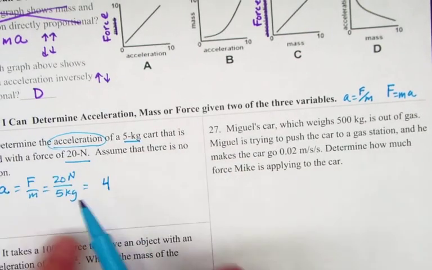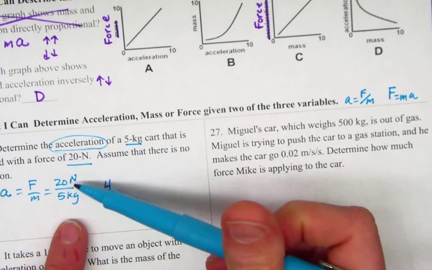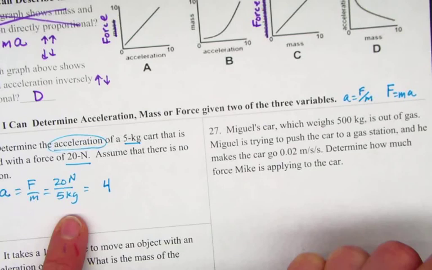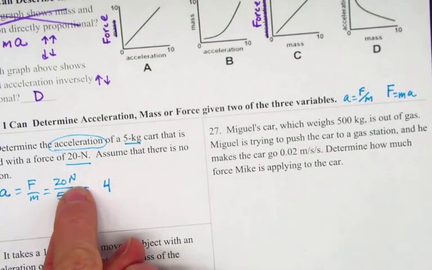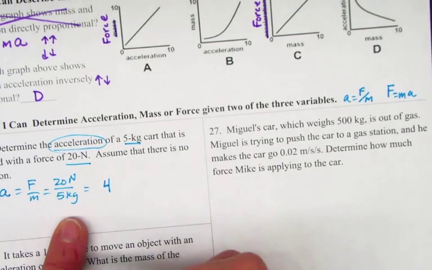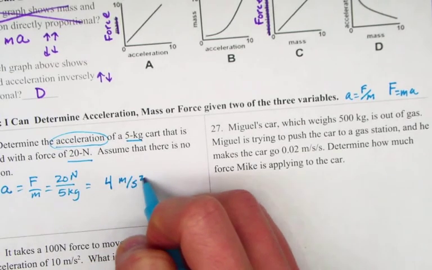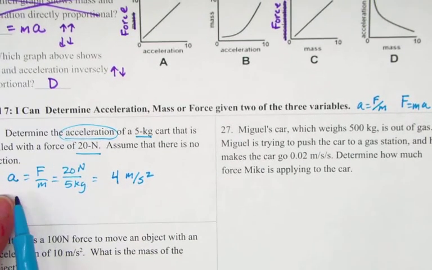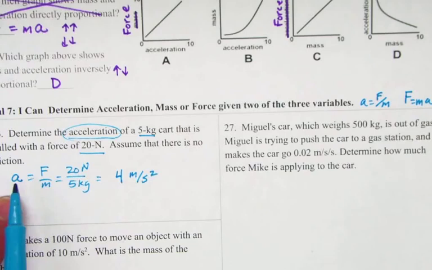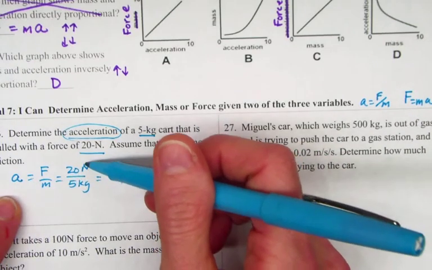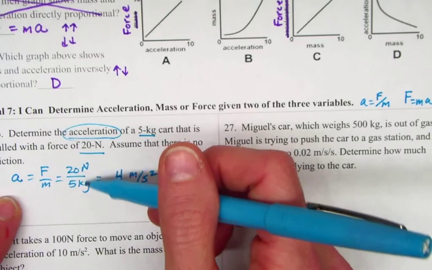We get 4. Now you need to be careful here because of the units. Now here it's newtons divided by kilograms, right? But you have to remember newtons is kilograms times meters per second squared. So the kilograms cancel out and we get meters per second squared. Now if you'll notice, we're trying to solve for acceleration. So if you just remember the units for acceleration, it's a lot easier than trying to cancel out units when they don't match up here.